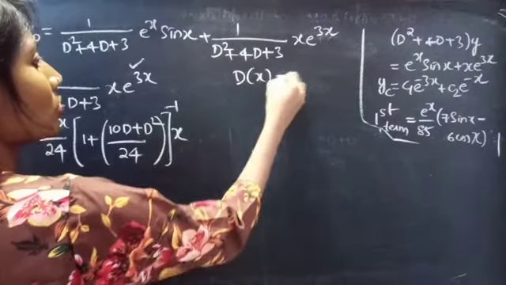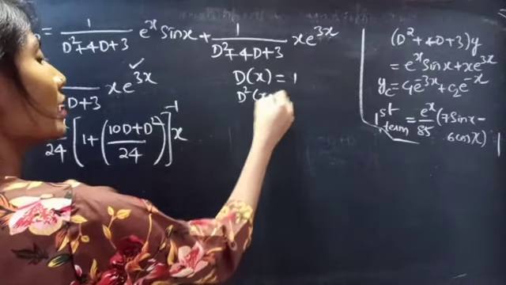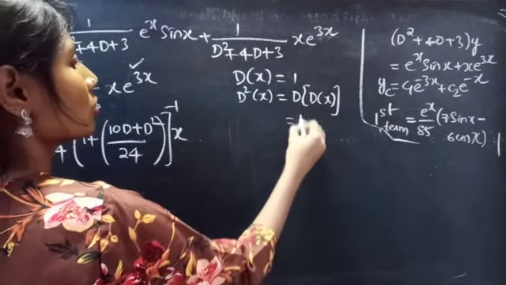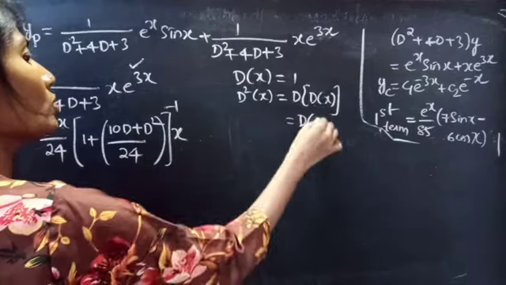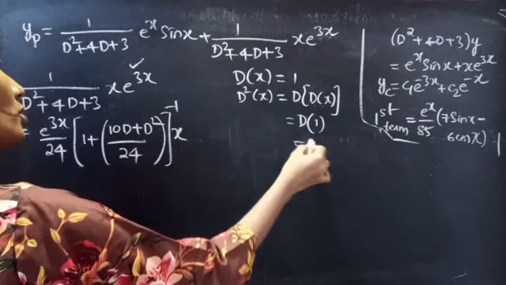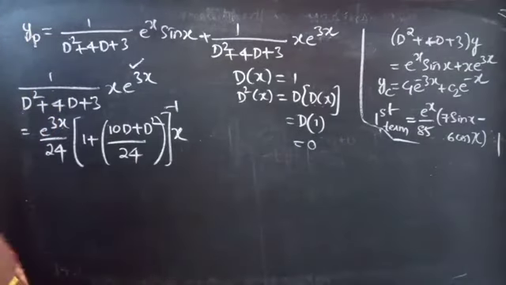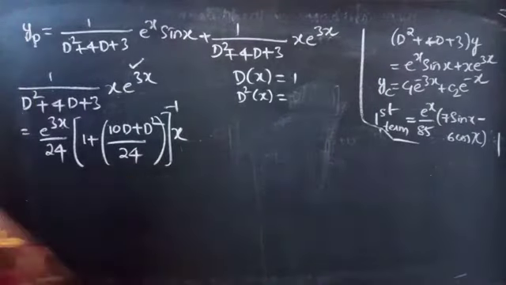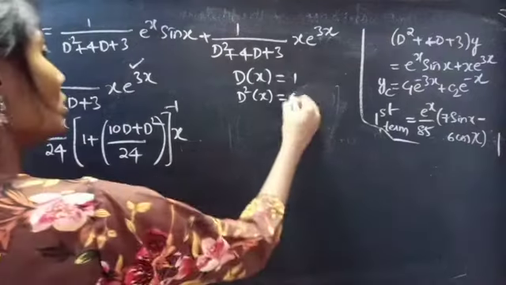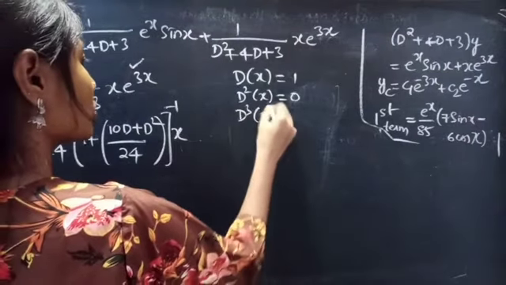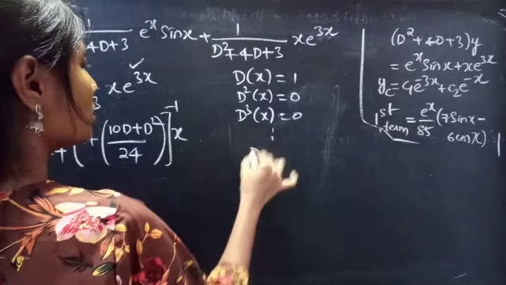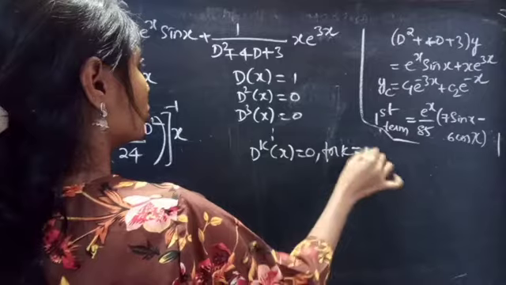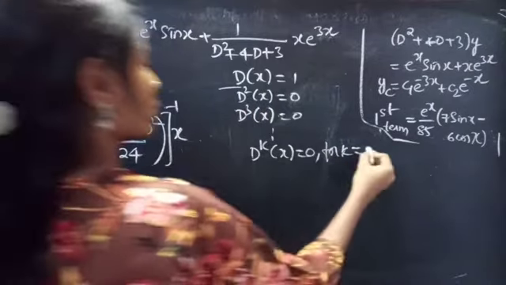Derivative of x is 1. D square of x is the derivative of the derivative of x, which is the derivative of 1, and we know that the derivative of a constant is 0, right? So d square of x is 0. Likewise, we'll get d cube of x equals 0 and so on, which means that d power k of x is 0 for k equals 2, 3 and so on, right?